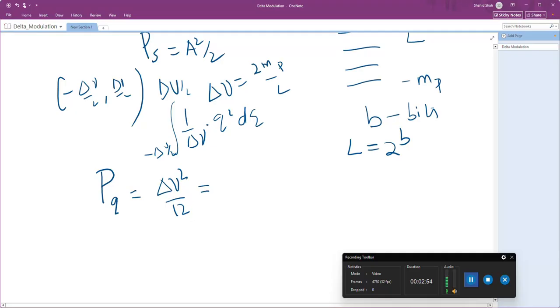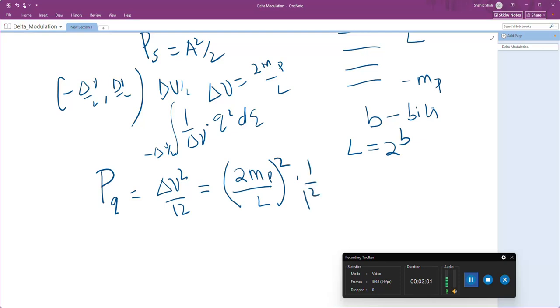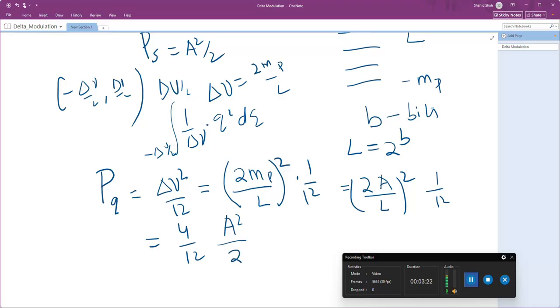So then what is the quantization noise? Delta V square by 12. Delta V is given by 2 MP by L, squared, times 1 by 12. So this is 2 times MP, which is A, divided by L square, times 1 by 12. So we can write it as 4 by 12 A square by L square. Now L is equal to 2 to the power b, so L square will be 2 to the power 2b. So this becomes 1 over 3 times A square by 2 to the power 2b.